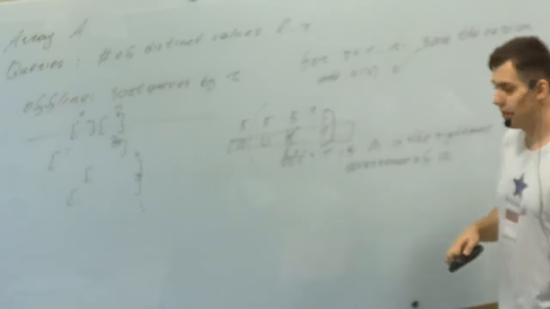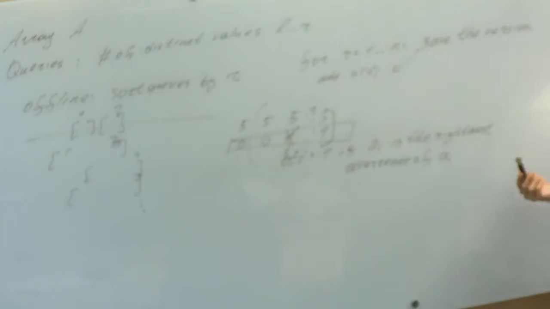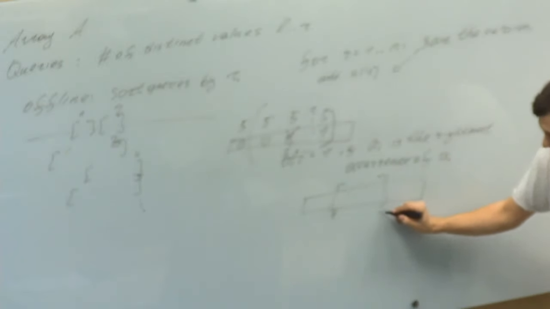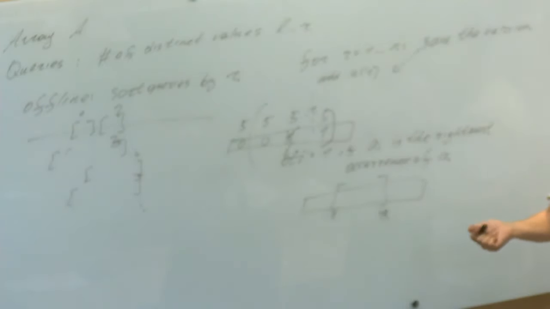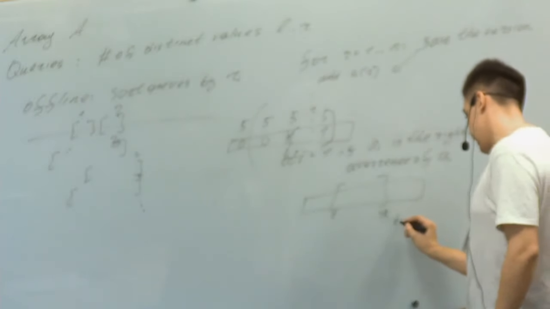So now, when we have a query from L to R, we take this version of the segment tree, and we take the sum of all values from L to R on that segment tree. So that's the basic example of how you transition from an offline problem to an online problem.